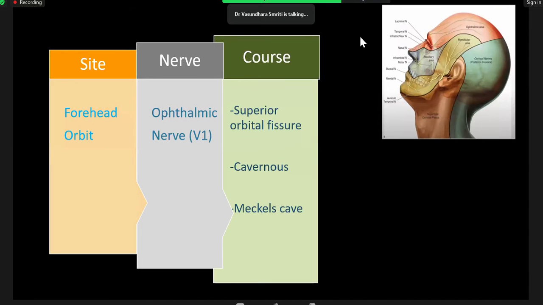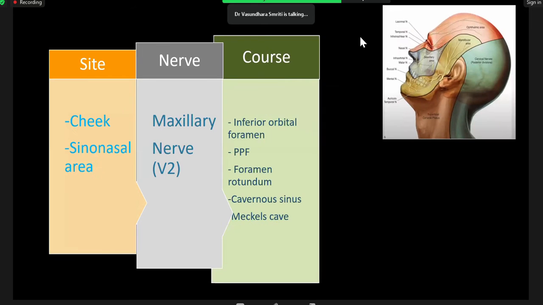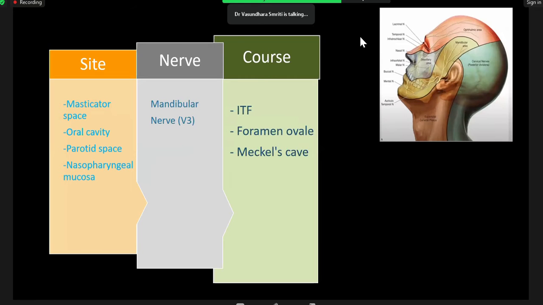So whenever you are dealing with any lesion of the orbit or the forehead, look at your V1 nerve, so look at your superior orbital fissure, the cavernous sinus, and the Meckel's cave. If you are dealing with a premaxillary thickening or a maxillary sinus lesion or the upper alveolus or a hard palate lesion, look at your infraorbital foramen, pterygopalatine fossa, foramen rotundum, cavernous sinus, and the Meckel's cave. And if you are looking at your masticator space, buccal lesions, parotid or nasopharyngeal, look for the V3. Check in the ITF.